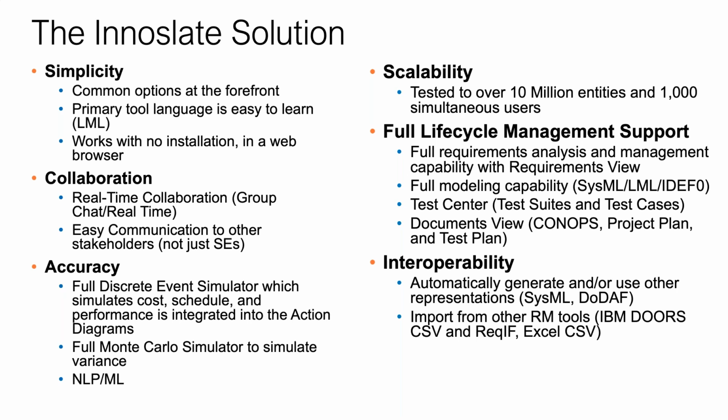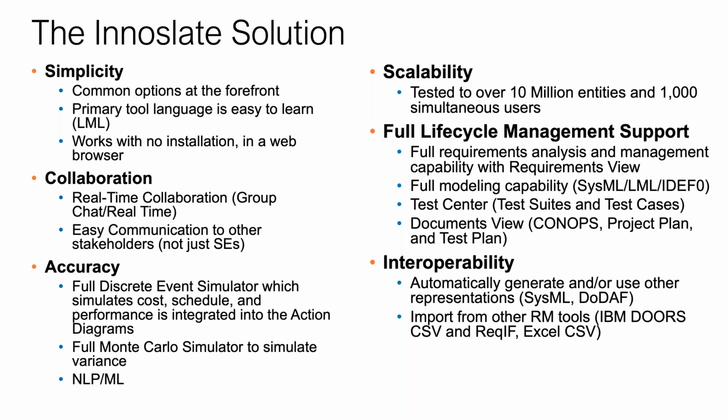Scalability was another reason we went cloud, because again, we worked on some of these very large projects and we were talking about millions of entities being needed. And so we've tested Innoslate to 10 million entities and 1,000 simultaneous users. So that's pretty enterprise grade for today. Will that be enterprise grade for tomorrow? Of course not. We'll keep pushing that envelope as far as we can.